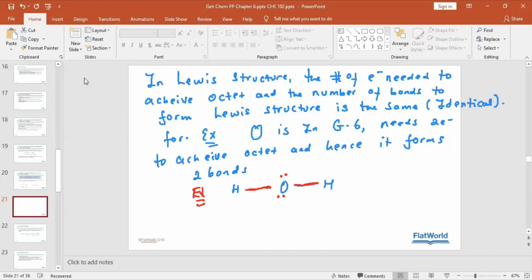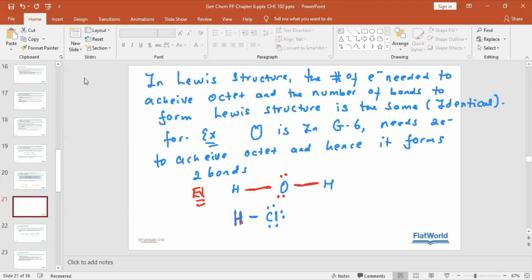For example, you can also talk about the bond between hydrogen and chlorine. Let me just change the hydrogen with chlorine. If you look at chlorine, it's only 1 bond, because chlorine is in group 7. So it requires only 1 bond.